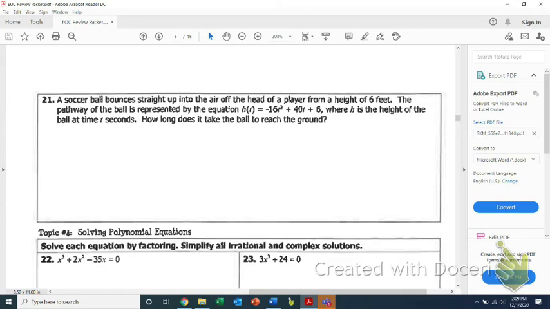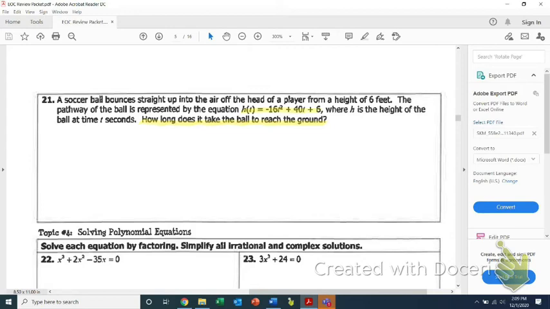All right, so this is a word problem, so I know you're automatically thinking this is hard. However, it's very simple. It's got a bunch of words that mean a bunch of nothing. The only thing you need here is how long does it take the ball to reach the ground and this equation?